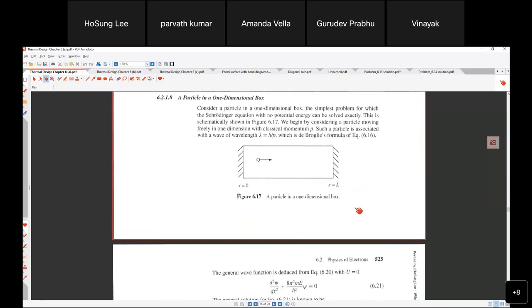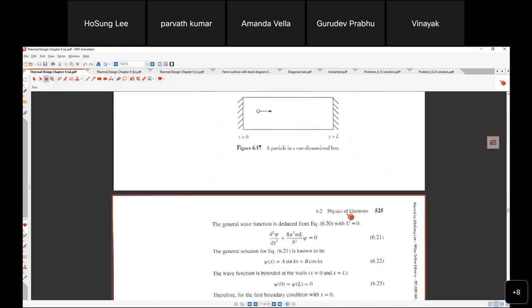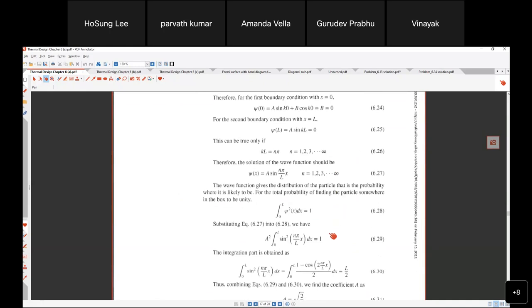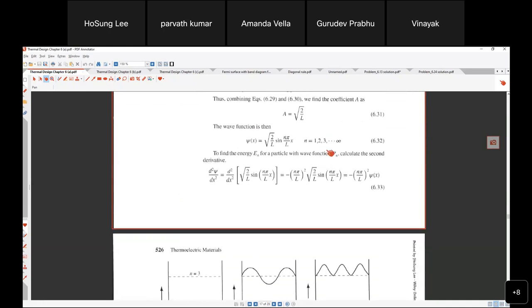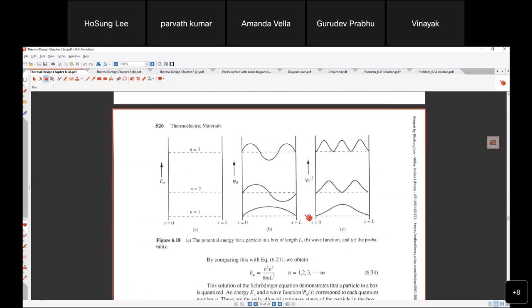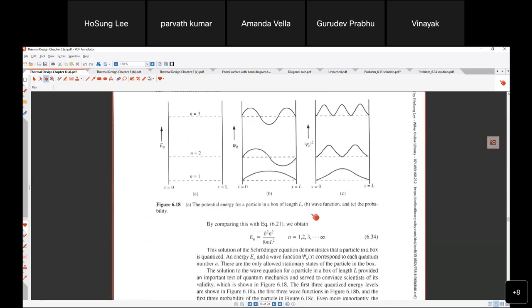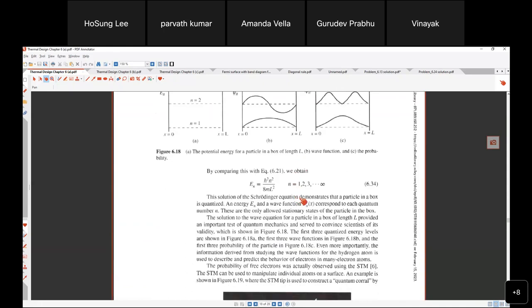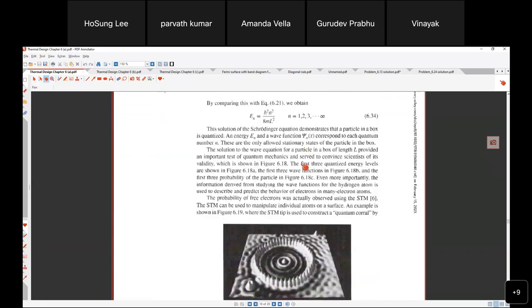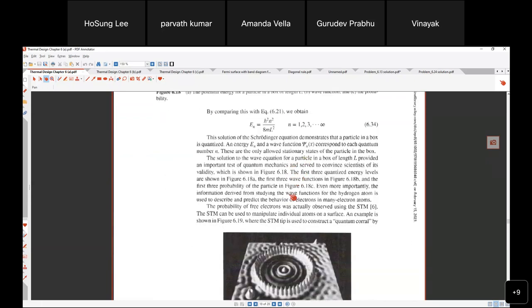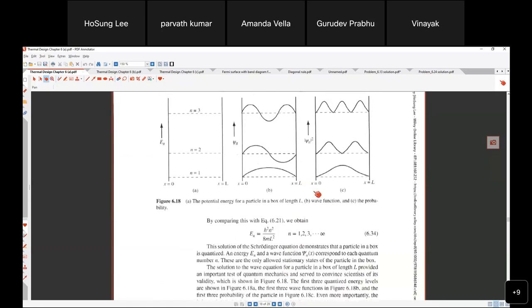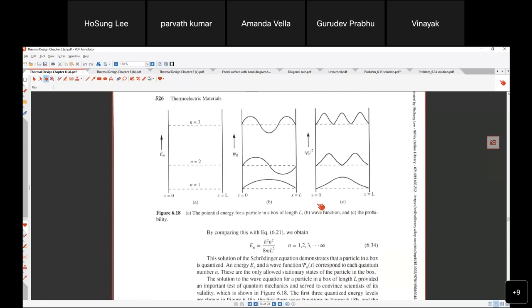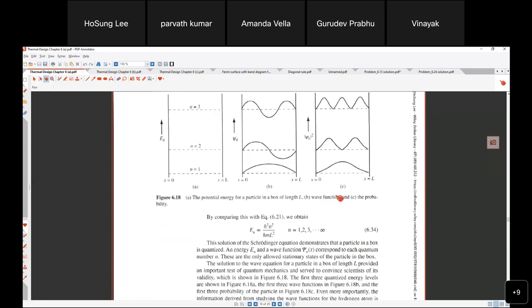One-dimensional particle. We discussed that, and we have wave functions, and we're able to compute the energy. Since this is an electron, we cannot see the electron, but we anticipate we can see probability.